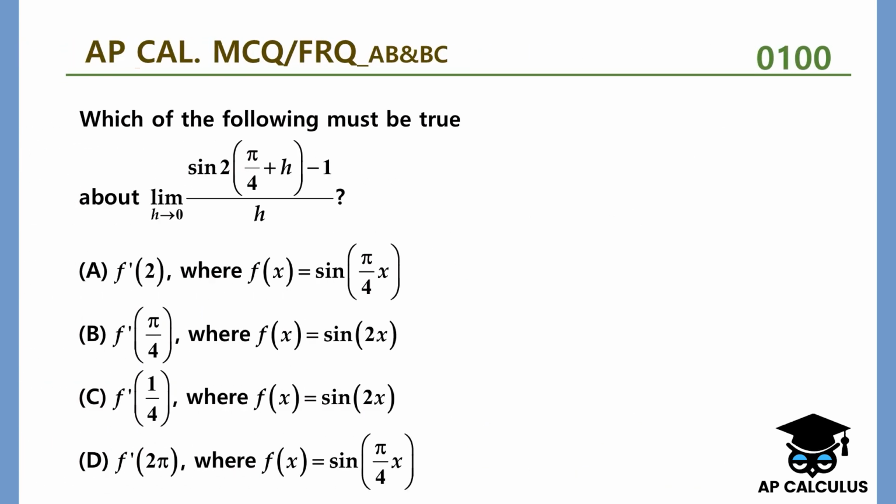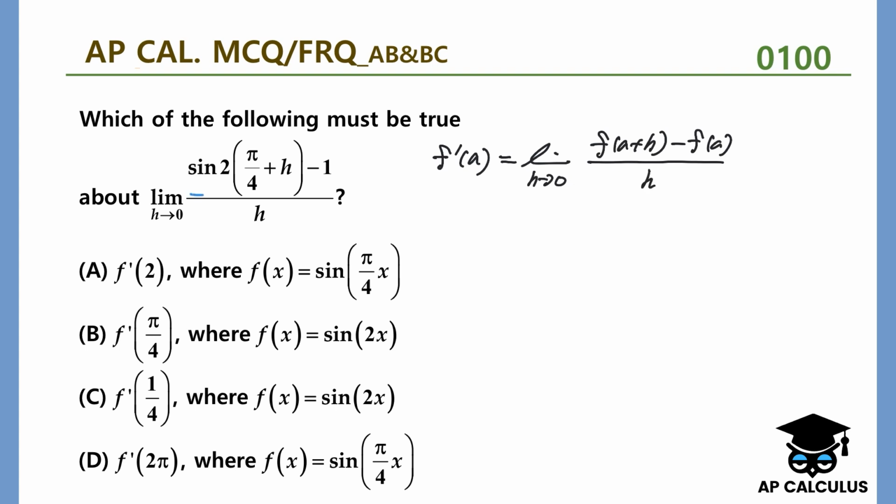Question 100. Which of the following must be true about the limit of this expression? The limit as h approaches 0, and we have h in our denominator. This expression comes from the derivative of the function, right? The definition of the derivative of f at x equal a, which can be written as f prime a, is equal to the limit as h approaches 0 of f of a plus h minus f of a over h, right?